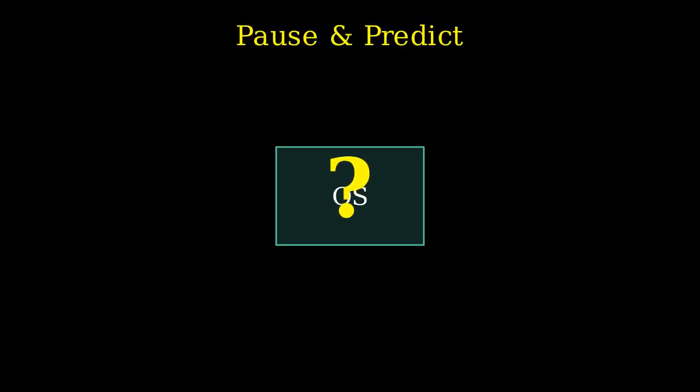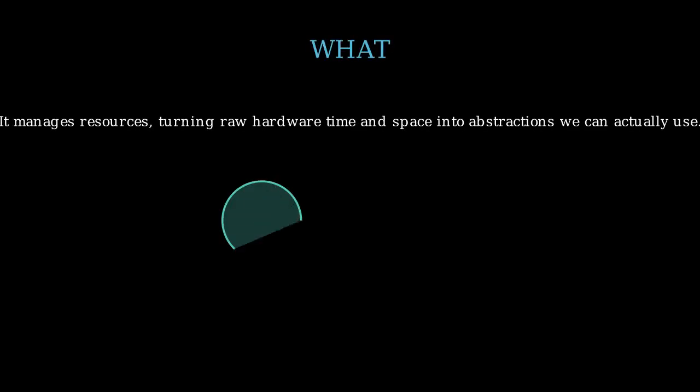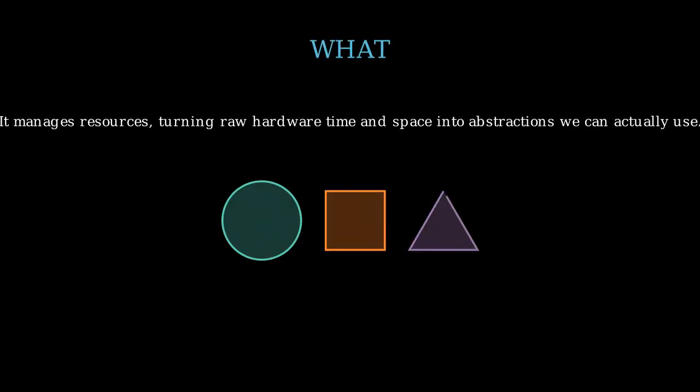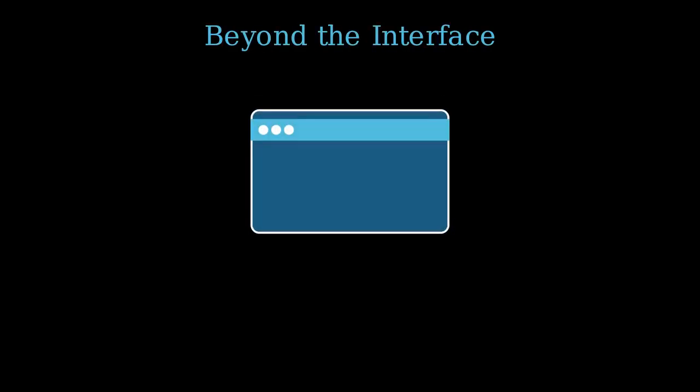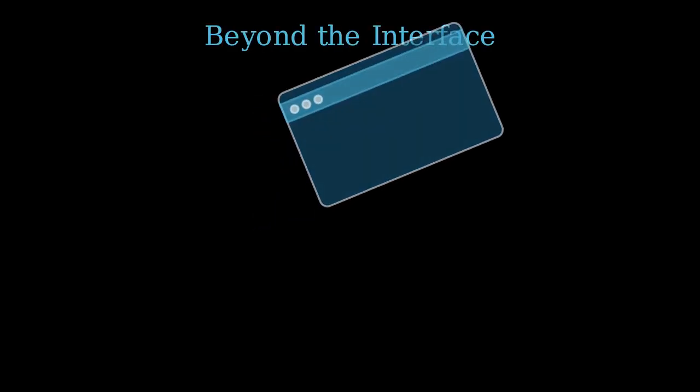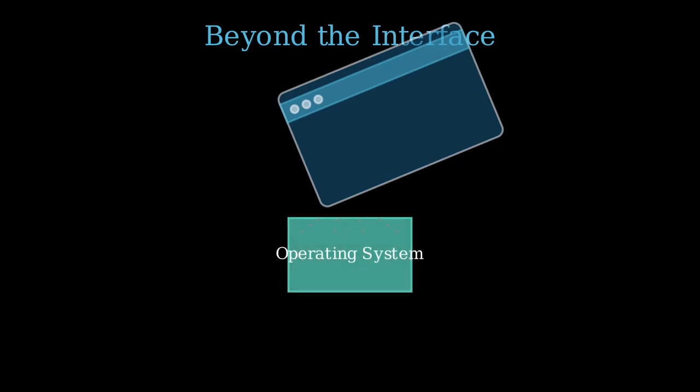Pause and predict. If the hardware is a pile of raw resources, what is the OS actually managing? It manages resources, turning raw hardware time and space into abstractions we can actually use. A common misconception is that the windows and menus you see are the OS, but they aren't. They are just programs, while the OS is the invisible puppeteer pulling the strings behind them.